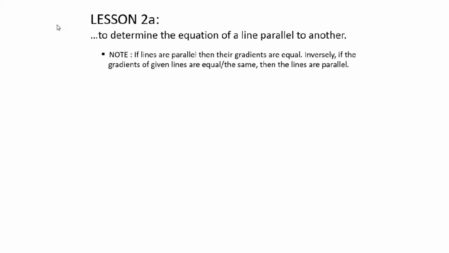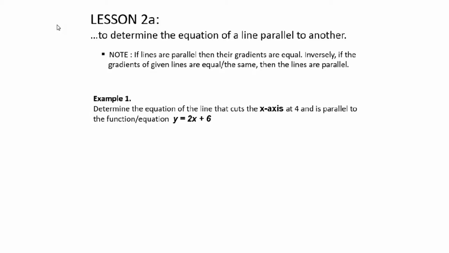Now let us look at today's work, where we are going to determine the equation of a line parallel to another line. A point that needs to be noted here is that if lines are parallel, then their gradients are equal. We can say it in the reverse way, that if the gradients of given lines are equal, then we can conclude that those lines are parallel. So we need to use that in our next example, which is example 1.